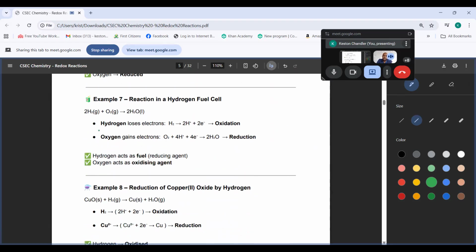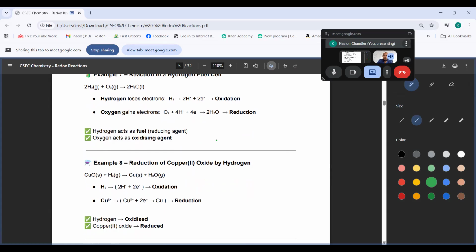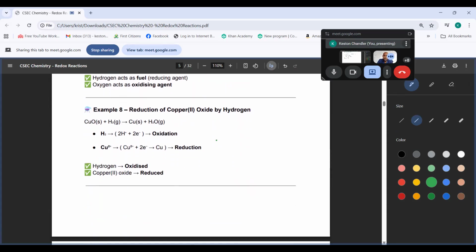Reaction in a hydrogen fuel cell. Hydrogen to make water, H2O. Here the hydrogen is in its elemental state. 0 is its overall charge. And then when it combines with oxygen, we will go from being H2, which is 0, to H+. It is losing 2 electrons. These 2 electrons are gained, right, by the oxygen to give us H2O. So hydrogen acts as a fuel, a reducing agent, and oxygen is acting as something called an oxidizing agent. We'll talk about that shortly.